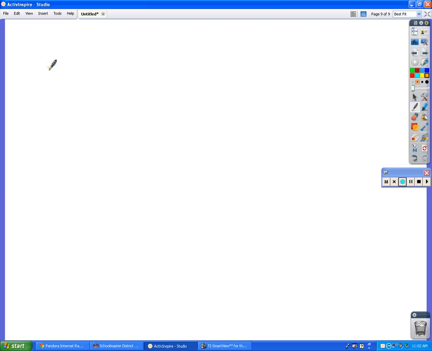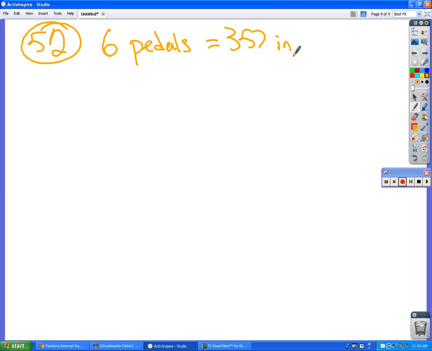The number of rotations of the bicycle wheel varies directly as the pedal strokes. Suppose that in the bicycle's lowest gear, 6 pedal strokes goes with 357 inches. Did I read that wrong? Oh, okay. In the same gear, how many pedal strokes are needed to move 100 feet? So how many pedal strokes make it 100 feet.